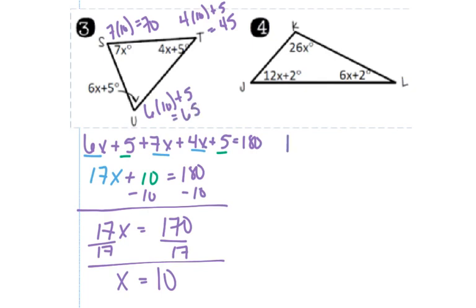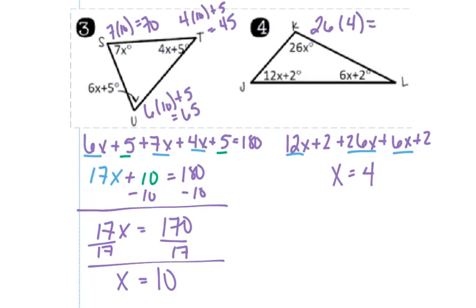So you add all your angles up the same way: 12x plus 2 plus 26x plus 6x plus 2. So again, you can combine like terms or use your calculator to do this. In this one, if we use our calculator, we would get x equals 4, and then we plug back in. So here I would have 26 times 4, so the measure of angle K would be 104 degrees. Here I would have 6 times 4 plus 2, so the measure of angle L would be 26 degrees, and then J, 12 times 4 plus 2, so this one would be 50 degrees.